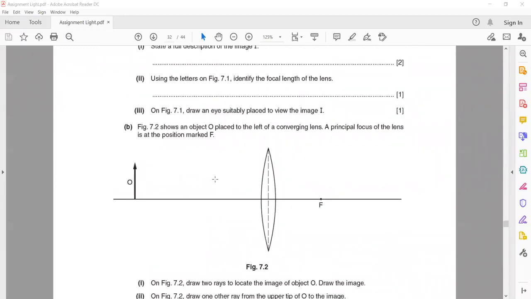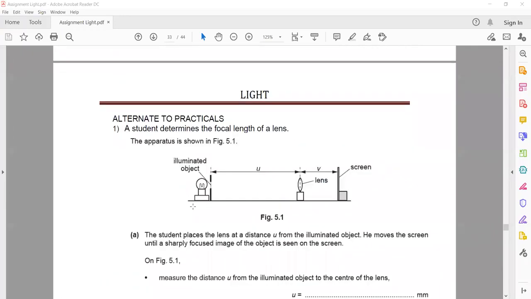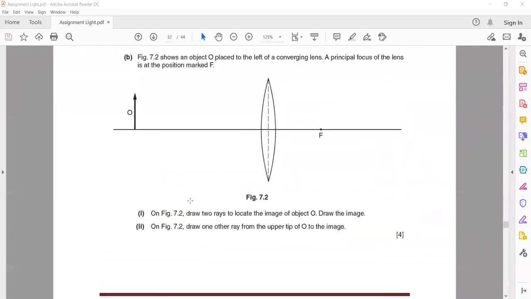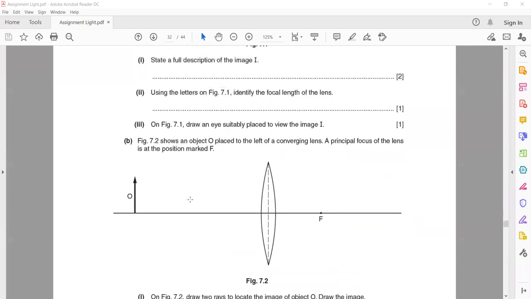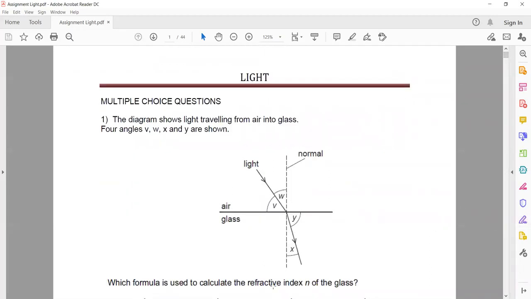So these are some questions related to the topic of light. The others are paper 6 questions that we'll discuss in paper 6. This was about paper 2 and 4. So I'll end the session and share this recording with you.